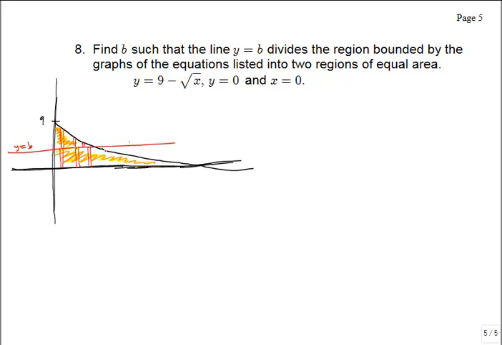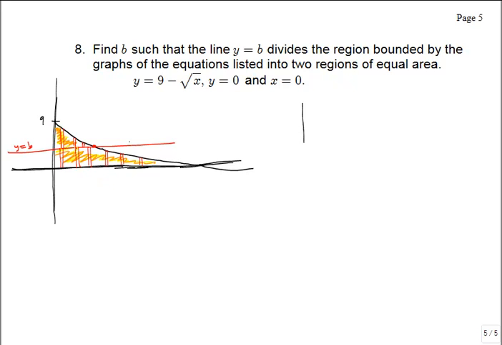But as soon as I get over here, on the top now I'm on the curve, and on the bottom I'm at 0. So there's a switch. To the left of this intersection point, I'm at b on top and 0 on the bottom. To the right of that intersection point, I'm on the curve on top and at 0 on the bottom. So that would require two different integrals, which is certainly doable, but potentially we could make our life easier if we go horizontally instead.